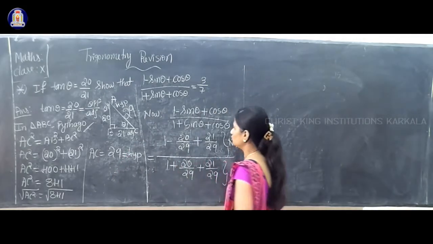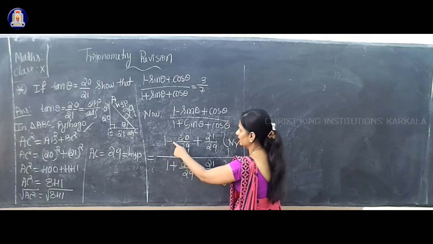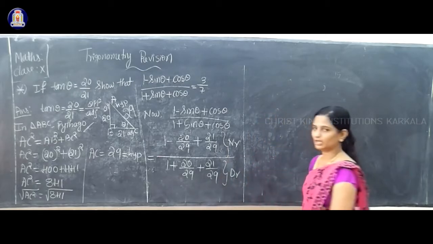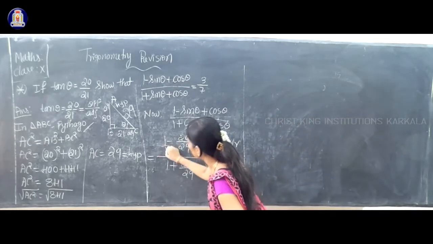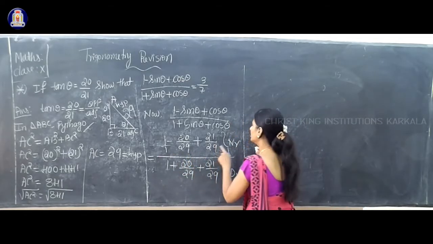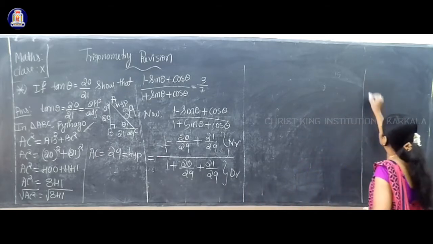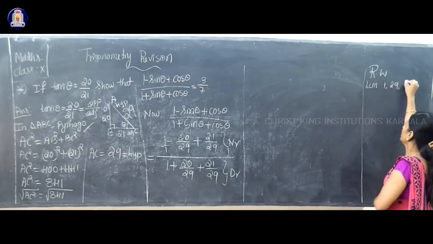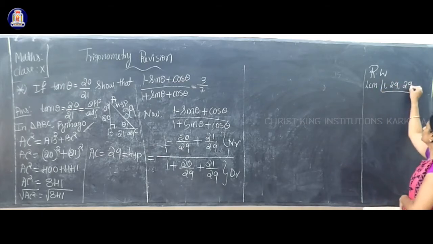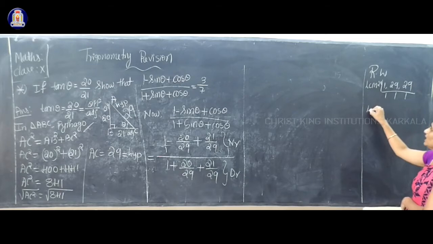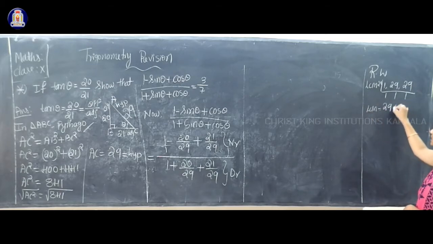Now how to simplify the numerator? See, it is 1 minus 20 divided by 29 plus 21 divided by 29. How to simplify? 1 means this 1. Now see the LCM. LCM of which numbers? 1, 29 and 29. This is your rough work. So now the LCM of 1, 29 and 29. So 3 numbers, and these two have the common factor 29. This is 1. So LCM is 29 into 1 into 1 into 1.